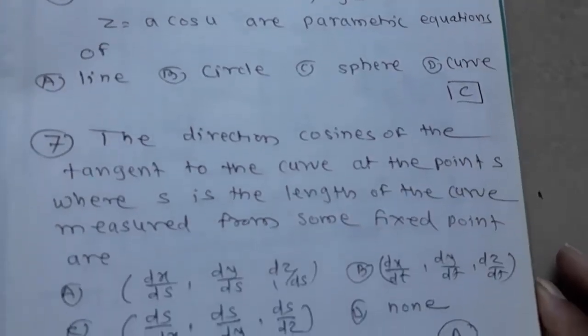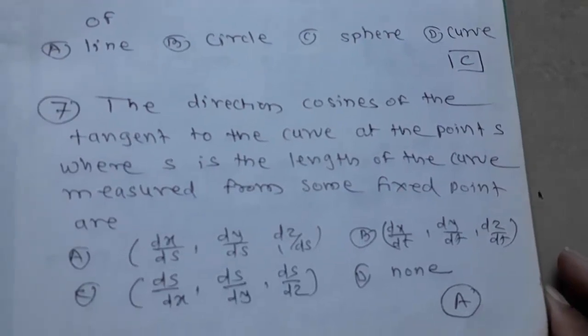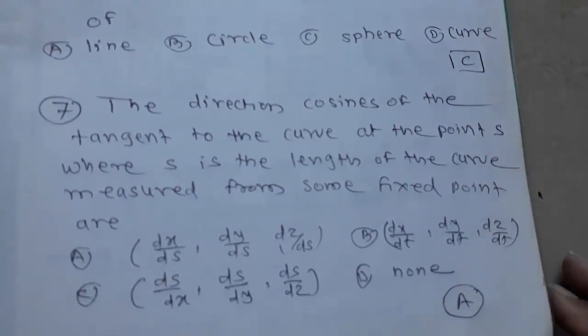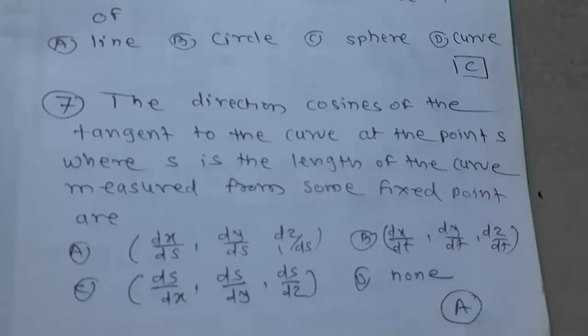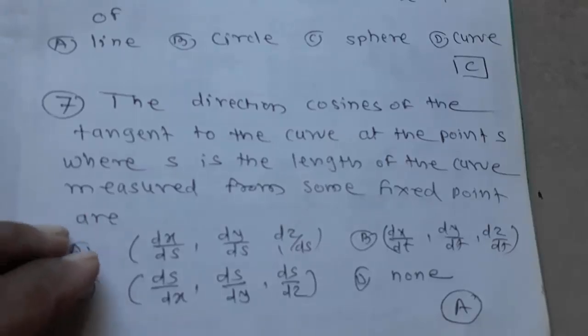Seventh, the direction cosines of the tangent to the curve at the point S, where S is the length of the curve measured from some fixed point R, are: first, dx by ds, dy by ds, dz by ds; second, dx by dt, dy by dt, dz by dt; third, ds by dx, ds by dy, ds by dz; and fourth, none. The correct option is A.